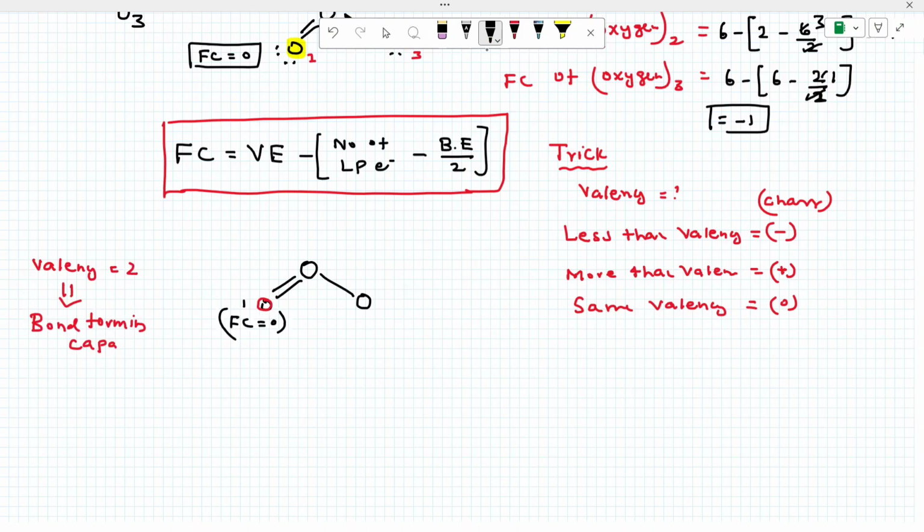What about the second oxygen? See, is the valency higher? The valency of oxygen is 2 actually. How many bonds are around it? Actually 3 bonds. More than valency, so plus. How many more than valency? 1. The valency of oxygen is 2 and there are 3 bonds, so the formal charge is +1. You got the point? Because it is 1 higher than valency. For the other oxygen, the valency is 2 but it forms only 1 bond. So it is less than valency by 1, so the formal charge is -1. Simple. You can use this trick to find out the formal charge.